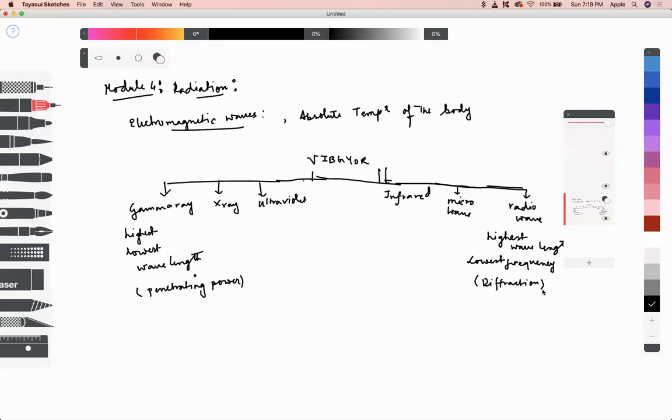But we are not bothered with the extreme ends. Here we are more bothered with what is called your thermal radiation. So it's essentially from here to here. And visible, this is called the visible range. So the thermal range essentially starts from 0.1 micrometer to 100 micrometer.